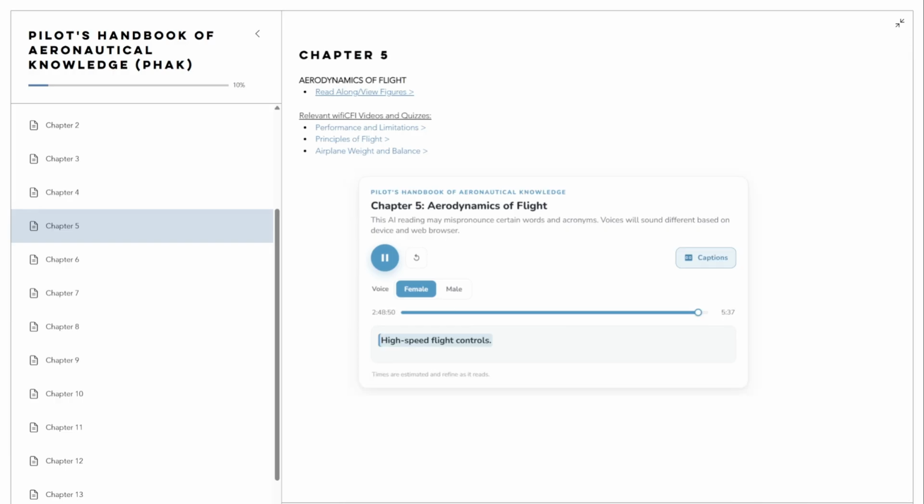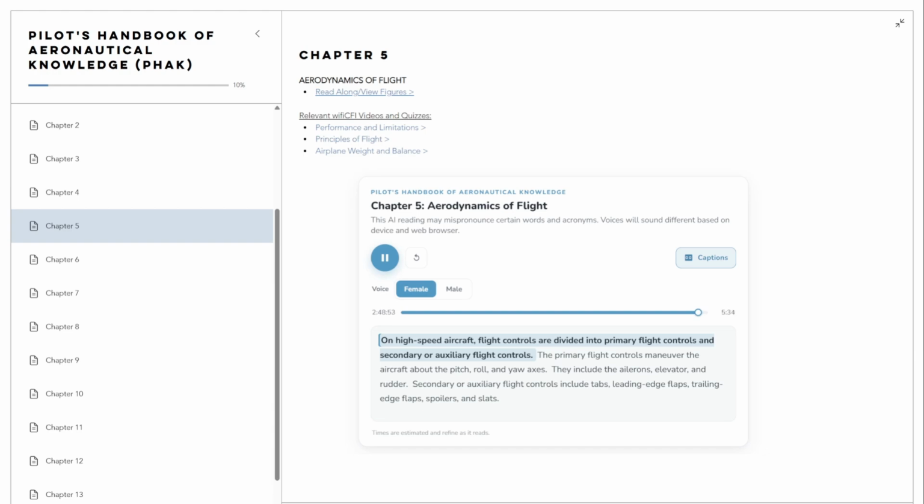High-speed flight controls. On high-speed aircraft, flight controls are divided into primary flight controls and secondary or auxiliary flight controls. The primary flight controls maneuver the aircraft about the pitch, roll, and yaw axes. They include the ailerons, elevator, and rudder. Secondary or auxiliary flight controls include tabs, leading edge flaps, trailing edge flaps, spoilers, and slats. Spoilers are used on the upper surface of the wing to spoil or reduce lift. High-speed aircraft, due to their clean low-drag design, use spoilers as speed brakes to slow them down.